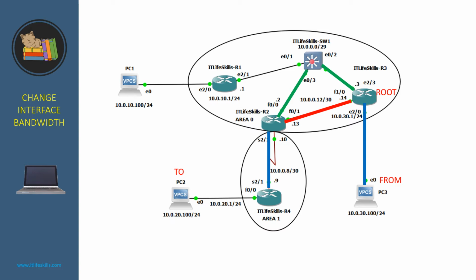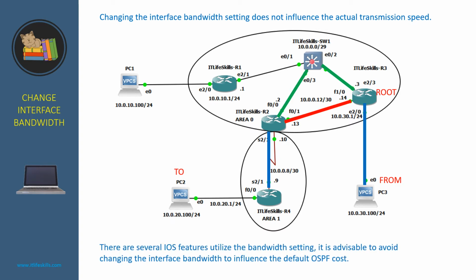Before changing the interface bandwidth, let's talk about some of the impacts that we may run into. By default, the interface bandwidth is set the same as the transmission speed, but changing the interface bandwidth setting does not influence the actual transmission speed. However, several IOS features utilize the bandwidth setting. It is advisable to avoid changing the interface bandwidth to influence the default OSPF cost.